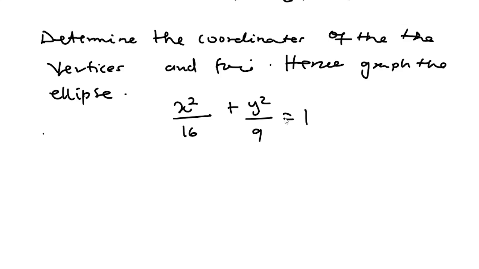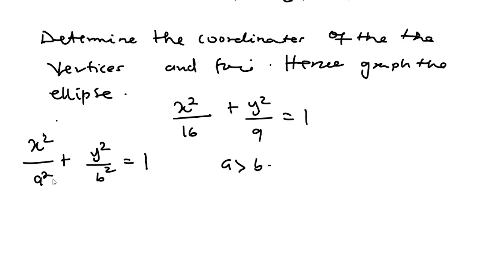Now you can see clearly that this ellipse is in the form x squared on A squared plus y squared on B squared being equal to 1. Since we are saying that A should be greater than B, it means that it is in this form. So when it's in this form, it means that it is a horizontal ellipse.